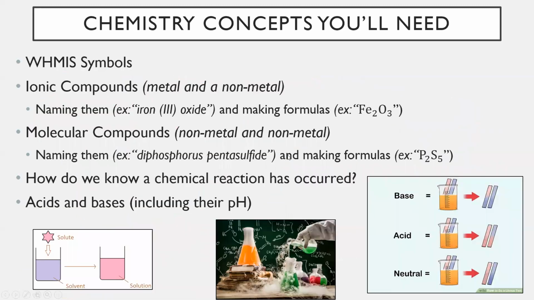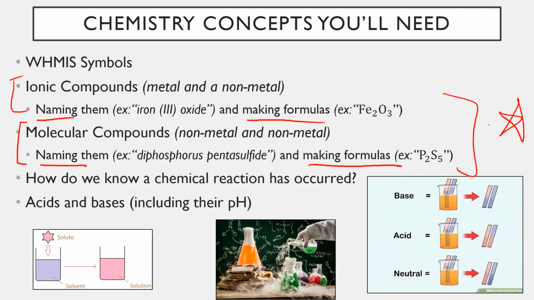Anyway, let's move on. So the chemistry concepts you need, I think I've shared this with you before. It's going to be the WHMIS symbols. We'll go over that real quick. At very least, you just have to know what they are and what some safety procedures you'd have to use when you deal with things that have certain WHMIS symbols. Ionic compounds, which is a metal and a non-metal, which includes naming them and making their formulas. That's huge. Another thing that is equally huge is molecular compounds, which is where you have a non-metal and a non-metal. And once again, it's naming them and making their formulas. That right there is like the single most important skill from Science 9 of any topic that you'll need going forward.